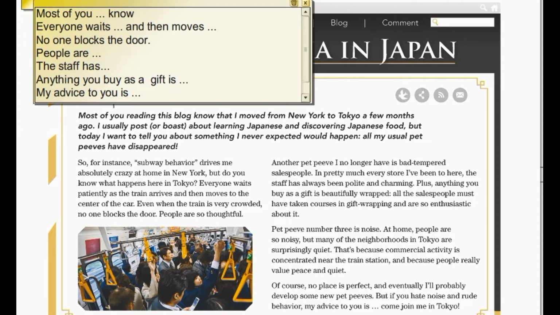Do you understand here? What about with the word people? With the word people, I use the verb in the plural form. So I say people are so thoughtful, right? Right here in this second paragraph, we have: in pretty much every store I've been to here, the staff has always been polite. The staff means all the people who work in that place.